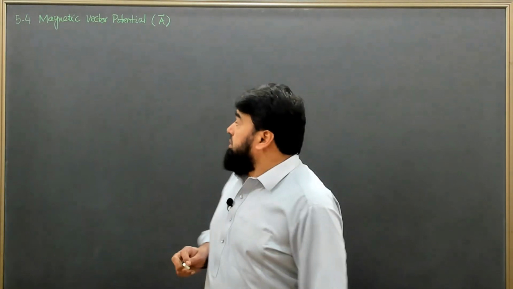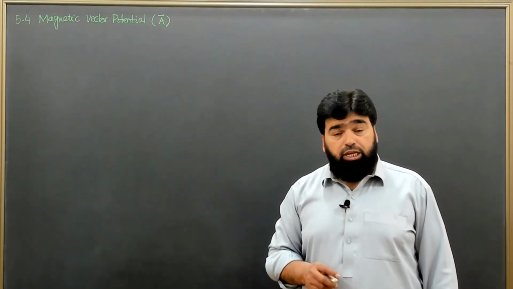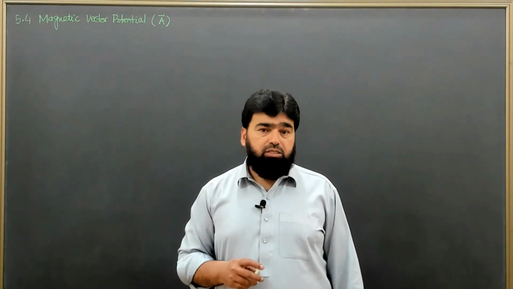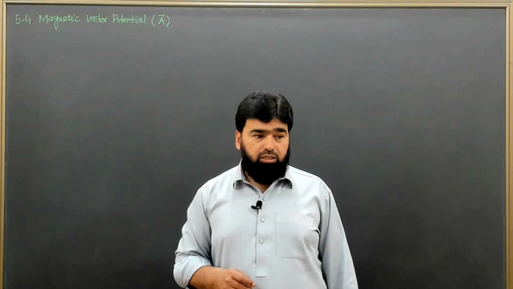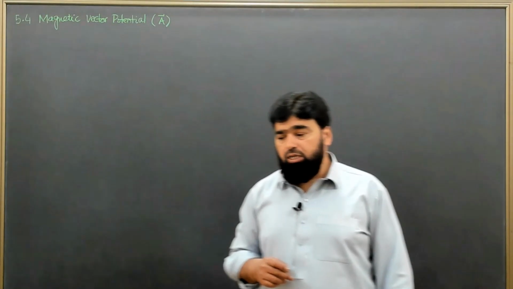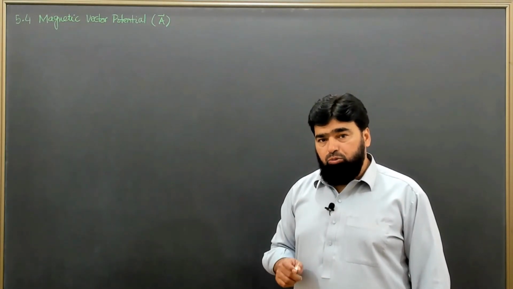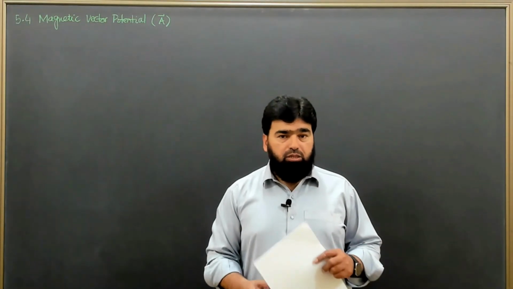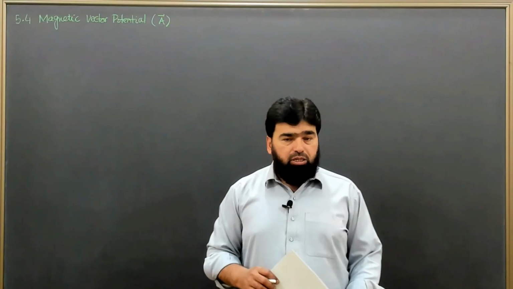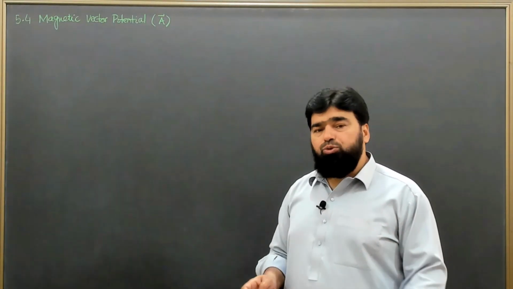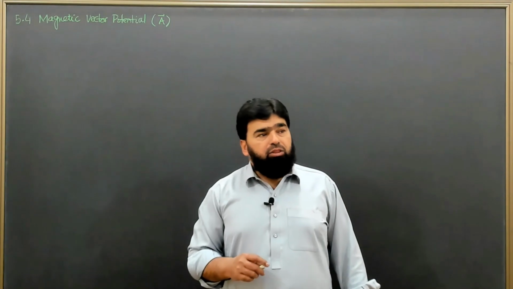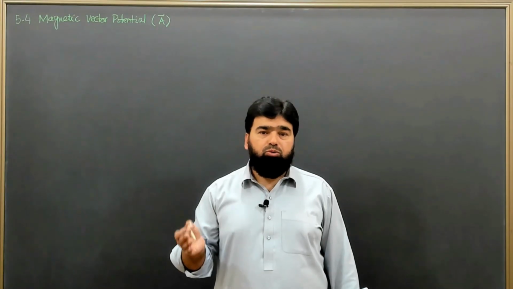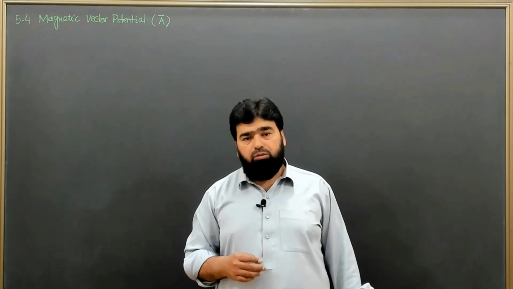We will discuss the magnetic vector potential in section 5.4. As we have already discussed the electrostatic situation, the electric potential, in magnetostatics we will also discuss the potential. And that claim which we made in electrostatics, why when there is an electric field we go to the scalar counterpart, the electric potential.